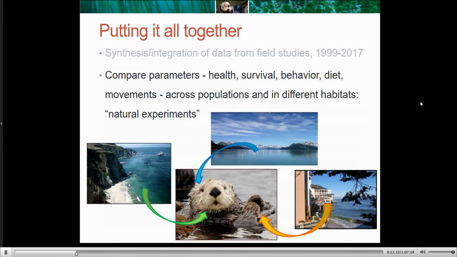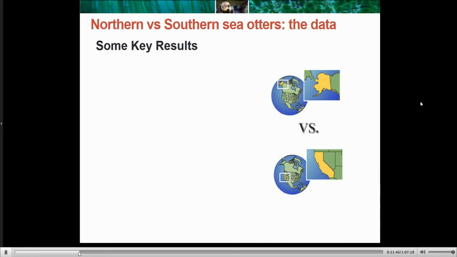So okay, we compared all the parameters I just mentioned: health, survival, behavior, diet, movements, home range size, a whole bunch of different things across populations in different habitats, using this idea of natural experiments. So we compared northern and southern sea otters, but also pristine areas versus highly built up, dense areas in California, sort of dirty and pristine areas, to see whether exposure to pollutants might be making a difference. A whole bunch of opportunistic experiments to test those basic hypotheses. So what did we find?